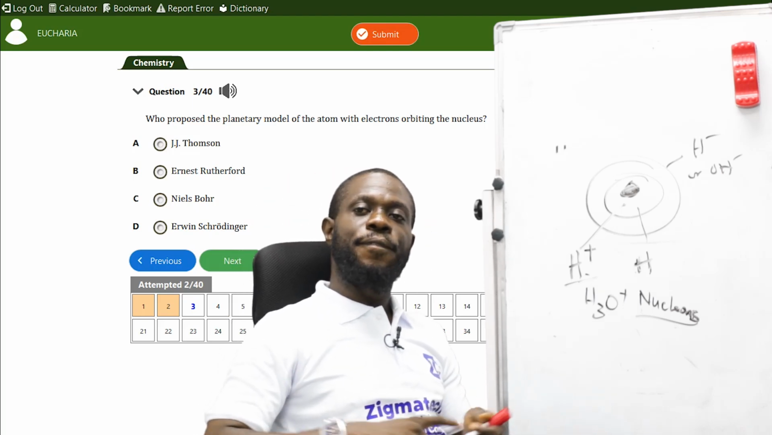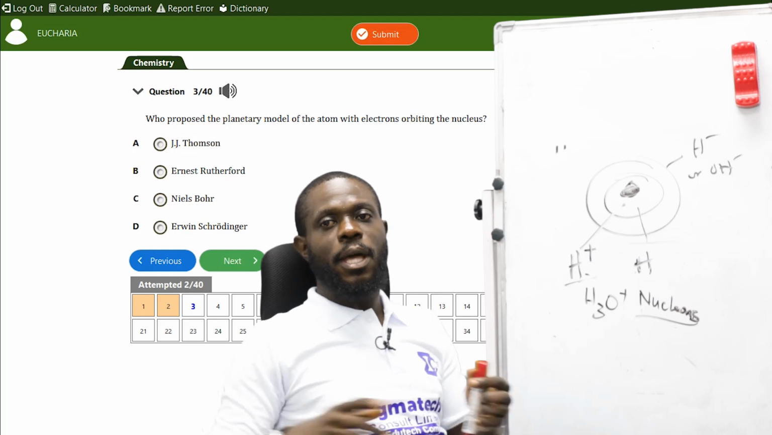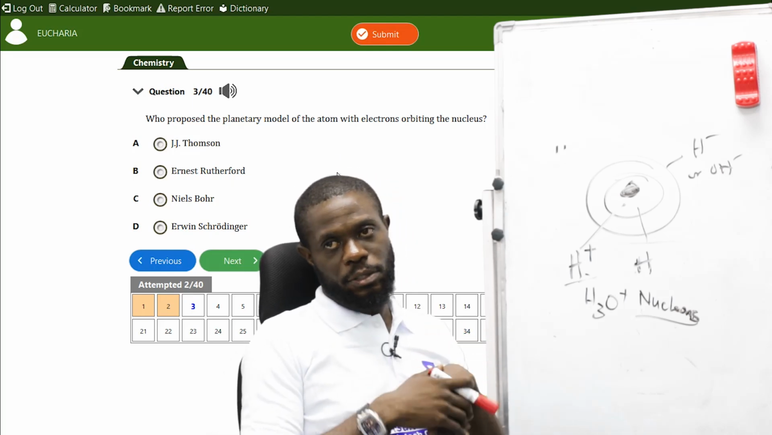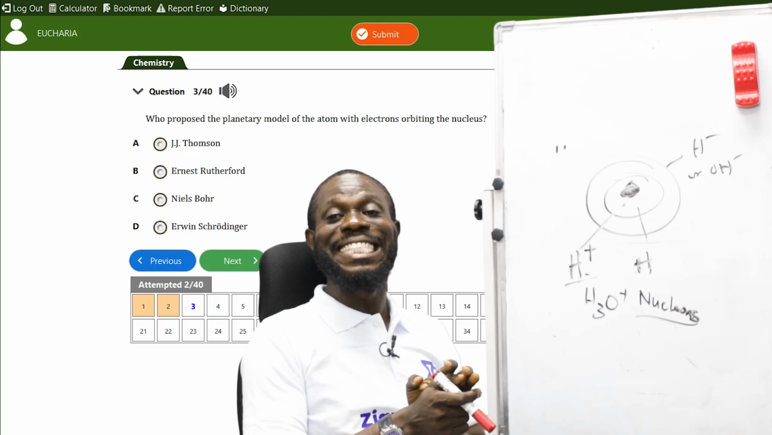Now, they say the first scientist is J.J. Thomson. J.J. Thomson was the person that propounded the electrons. He found out the electrons in 1897.